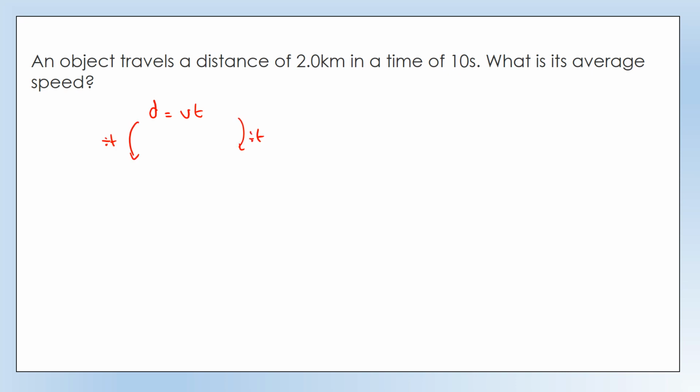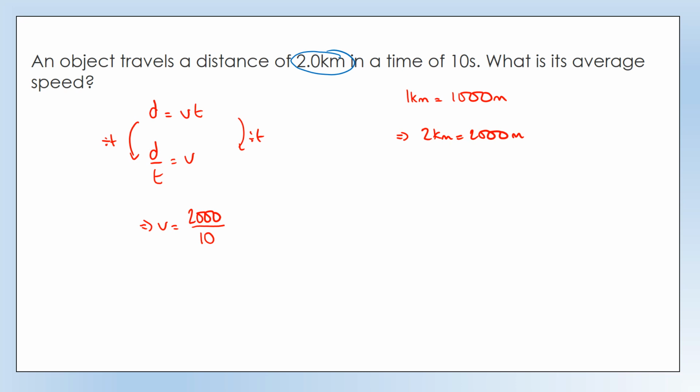Divide both sides by time, which gets v by itself. We get v equals distance over time. Plugging our numbers in, our time is in seconds, beautiful, we can put that straight in. We've got 2 kilometers in there, so again, we're going to need to make a conversion. The information I'm using here is that 1 kilometer is 1,000 meters. So 2 kilometers is 2,000 meters. That's what we can stick into our equation, and then we can calculate that the average speed is 200 meters per second. Okay.